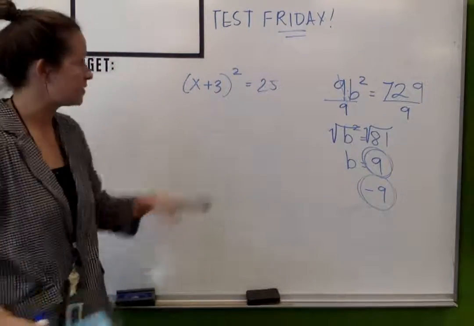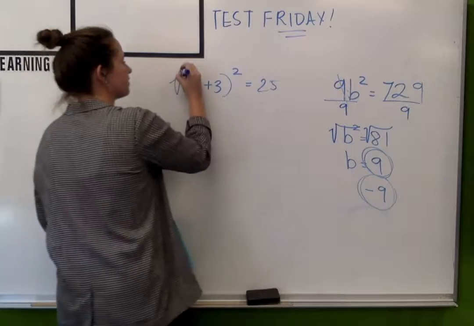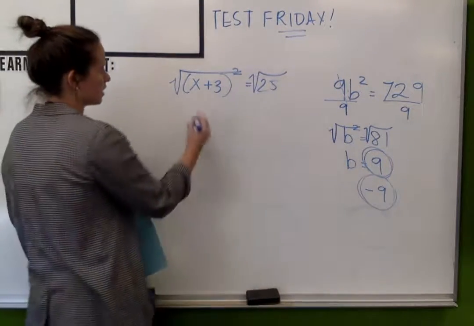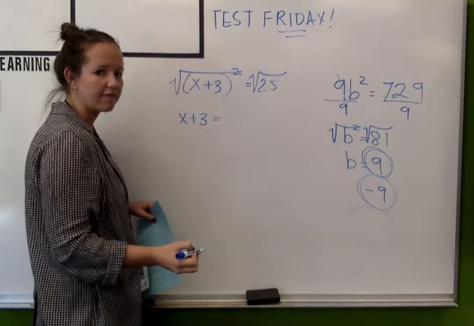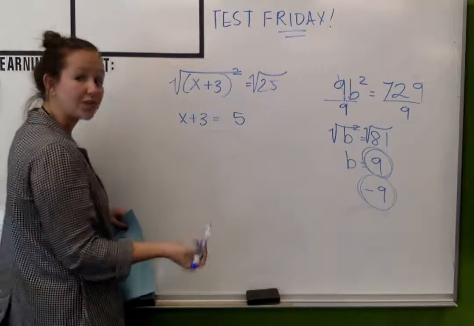So you have no choice, but you have to get rid of the squared first before you can get to the x. So you have to stab it first. This one and this one. All right, so then you're left with an x plus 3. And the square root of 25 is 5. The square root of 25 is also negative 5.